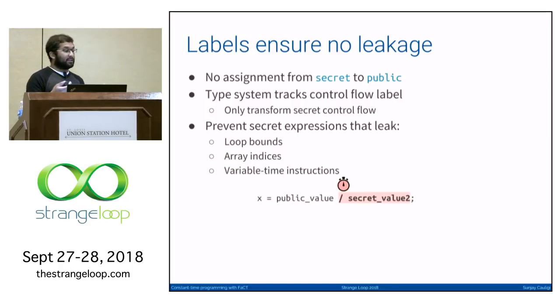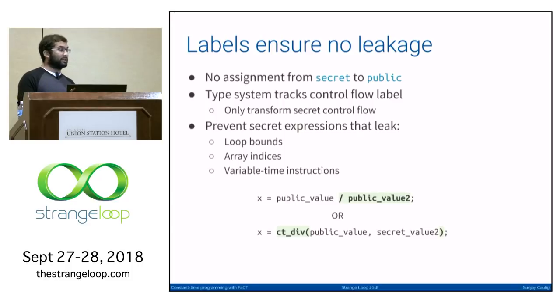It's also the case that there are instructions in the architecture that have variable timing based on the operands. So for example, on x86-64 platforms, integer division takes different amounts of time based on the operands. So in fact, we disallow division based on secret values. But dividing with public values, totally fine. Or if you have a constant time division algorithm, you can use that as well.